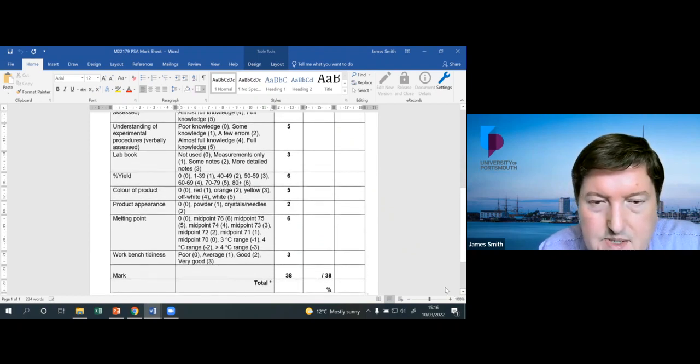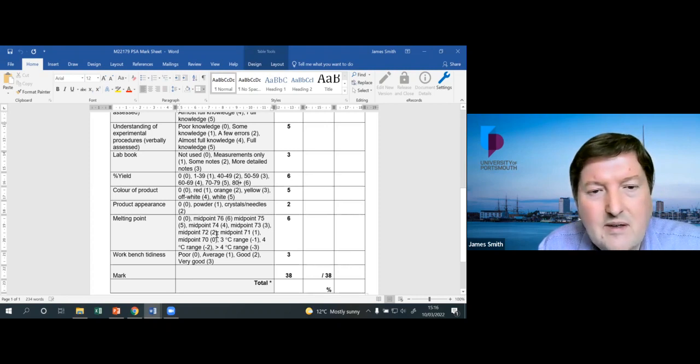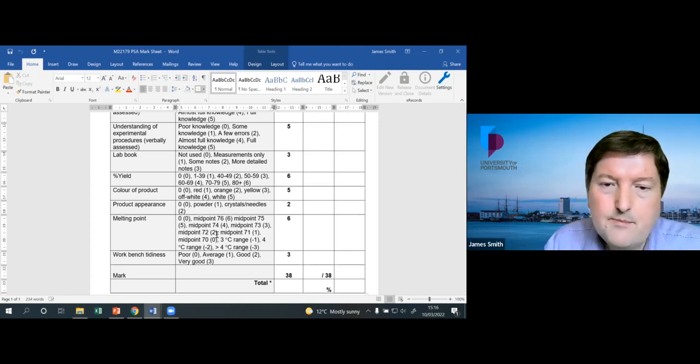Melting points, did you do those last year with paracetamol or maybe something else? I think you might have done those.